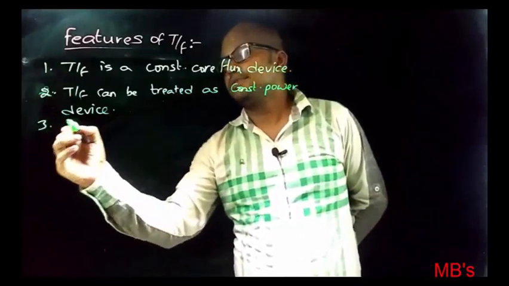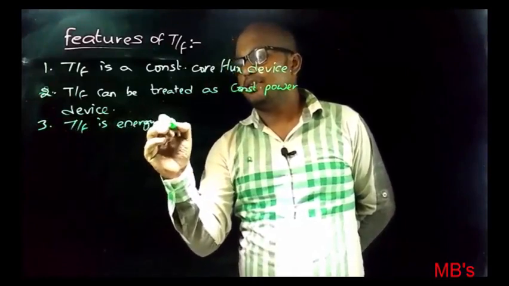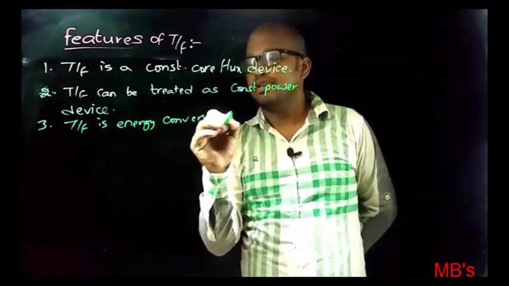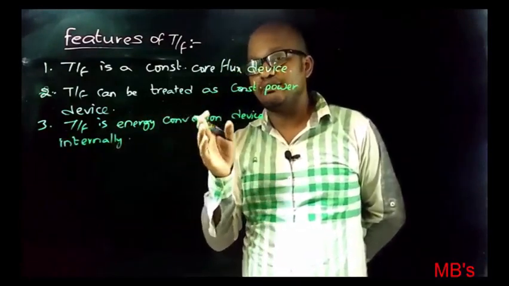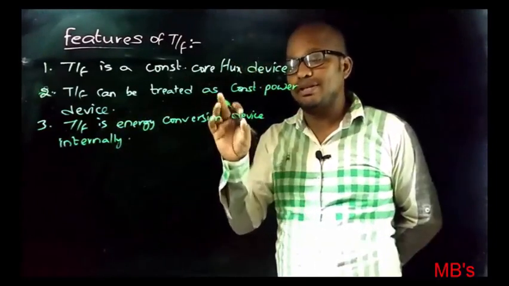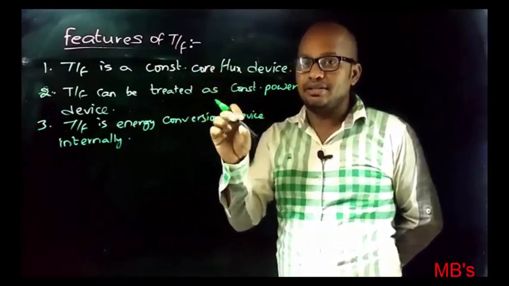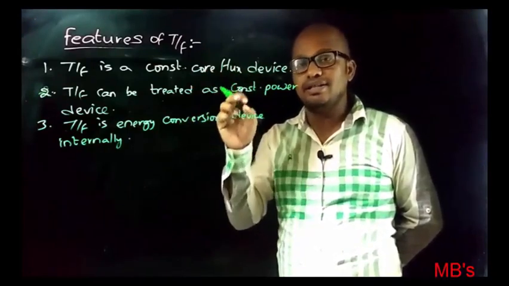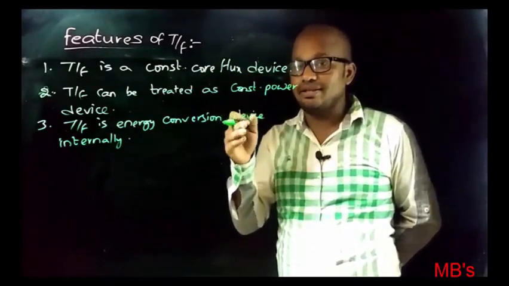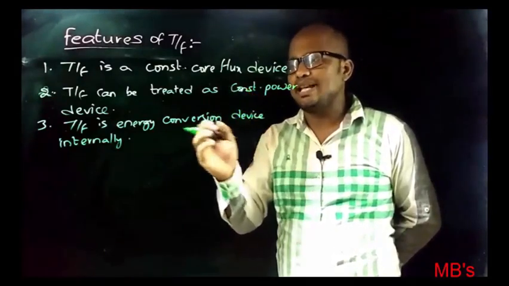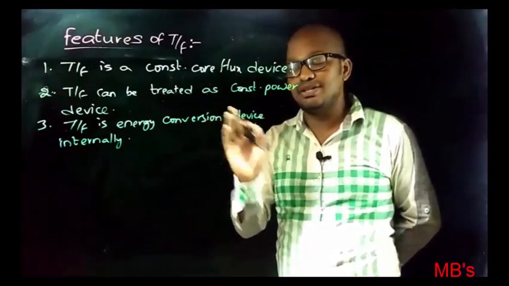And the other feature is transformer is an energy conversion device internally. We shouldn't call transformer an energy conversion device externally, because in transformer AC electrical power of primary winding is converted into magnetic energy in magnetic core, and then that is converted into AC electrical energy in secondary winding. So as there is internal energy conversion, transformer is an energy conversion device internally, but externally we shouldn't call it an energy conversion device.